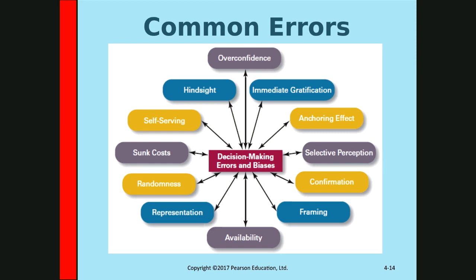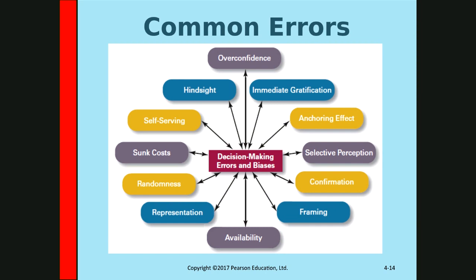Okay, for representation, another common error is that some decision makers will make a decision which they feel is a representation, meaning something that has occurred before. It seems to be similar, meaning events that resemble an event that has happened before. So this is called representation bias.